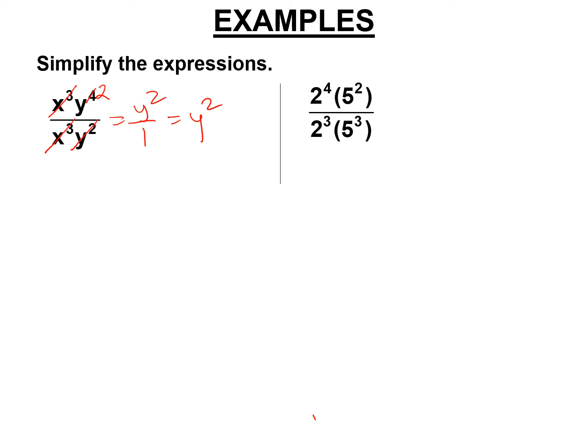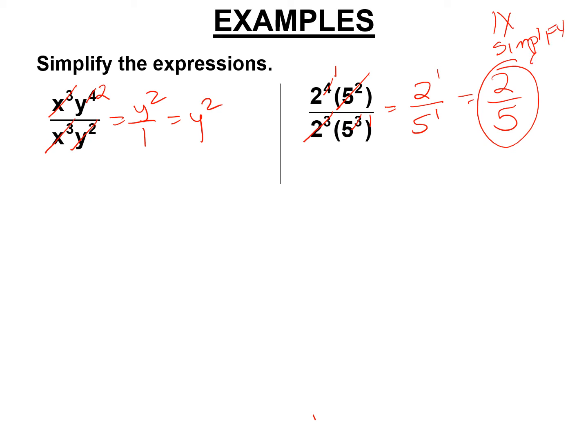You treat this just like x's and y's. The 2 cubed goes away. 4 minus 3 is 1. The 5 squared goes away. 3 minus 2 is 1. This is 2 to the first over 5 to the first. But just like you never write 1x, you never write 2 to the first. You write 2. You never write 5 to the first. This simplifies to 2/5. So in this specific case, the simplifying and the evaluating answer are the same answer. Okay, because we don't write to the first.